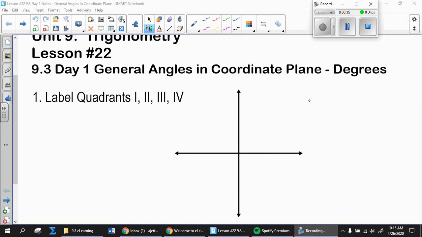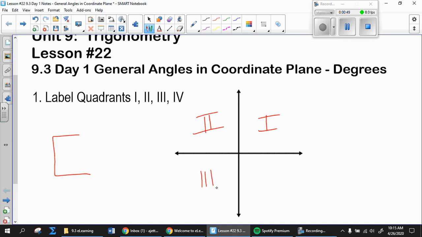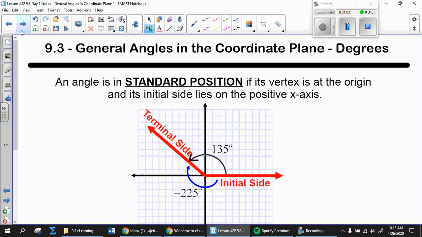All right, when we're labeling our quadrants, we always go in a C pattern, is the way that I think about it. So we draw this C. I start here with first quadrant, second quadrant, third quadrant, fourth quadrant. Okay, so it creates that C. And this is one thing that we're going to have to think about and know when we're talking about drawing angles on a coordinate plane: what quadrant is what.